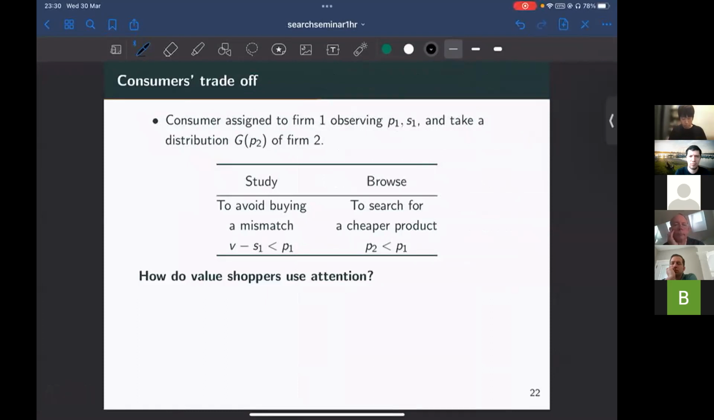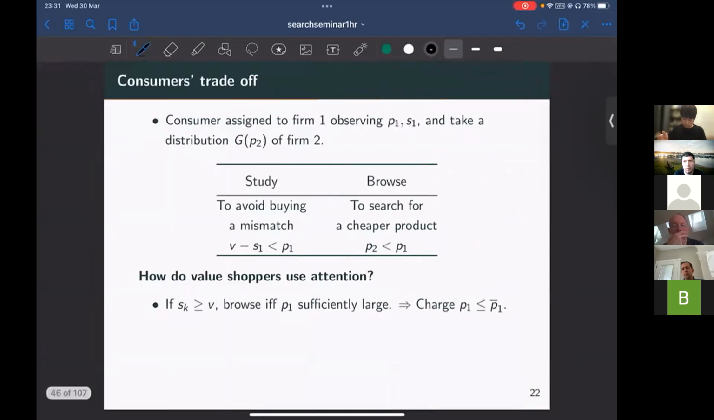Right. So how do value shoppers use attention? First of all, one feature is that if S1 is bigger than V, then the value shopper would choose to browse if and only if P1 is sufficiently large. The reason is that when P1 is larger, it is more likely for the consumer to actually find a cheaper product, right? So he has more incentive to search for the price of another product.